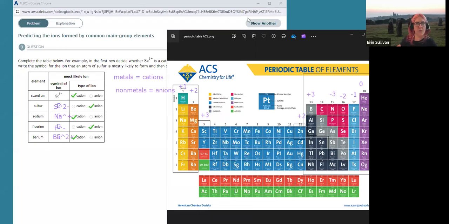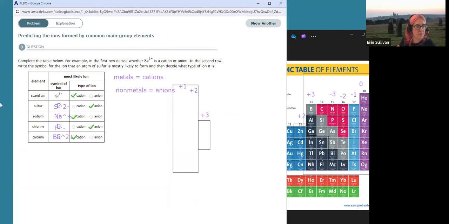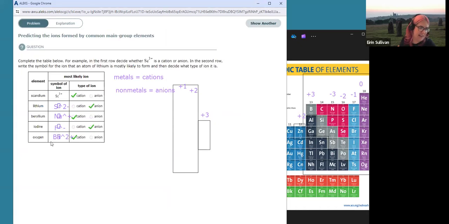Okay, so let's have a little rinse and repeat and see what else we have showing up. So the periodic table is your friend here. Sulfur, sodium, it's basically giving me all the same stuff. Let's do another one. Boring. Is that all we're going to get? Okay, here's some different ones.